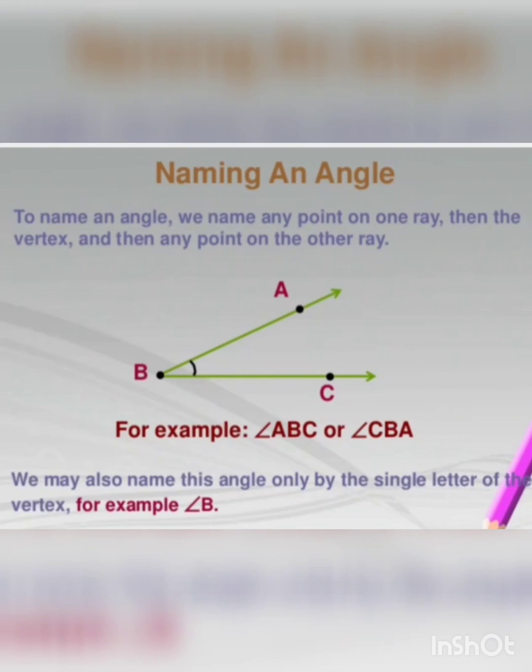Naming an angle. How to name an angle? To name an angle, we name any point on a ray, then the vertex, and then any point on the other ray. So if you see, the point on one ray is A, then the vertex that is B, and then the point on the other ray, that means C. So here we can call this angle as angle ABC, or you can reverse it also. You can call it angle CBA, or just by a single letter, that is angle B.